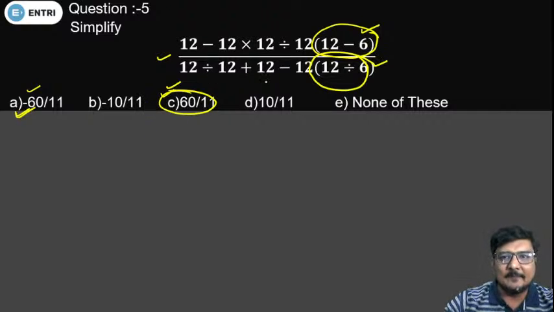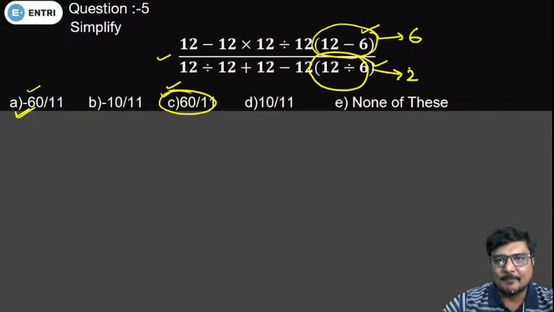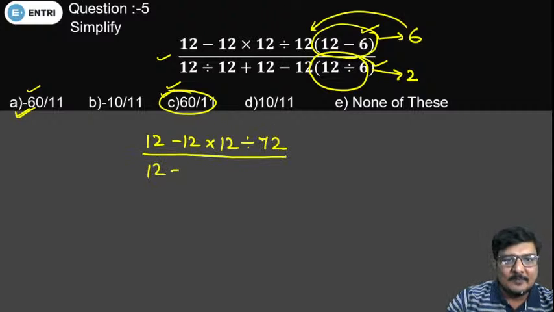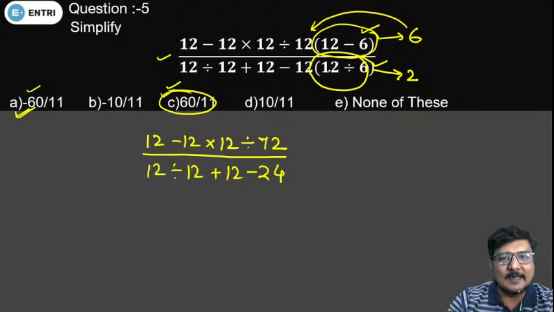So what will we be getting? We will be getting 12 minus 6, 6, and 12 divided by 6, 2. And try to remember, we will be multiplying this 6 by 12. So what will we be getting? 12 minus 12 into 12 divided by 12, 6 is 72, and 12 divided by 12 plus 12 minus 12 into 24. First of all, we have to solve the bracket and the value which will be coming in the bracket will be multiplied by 12. We will not be applying the multiplication sign.